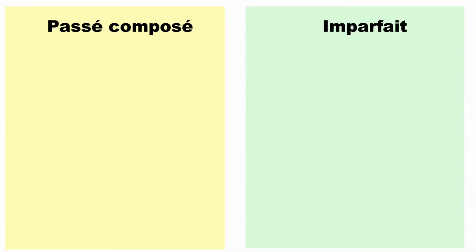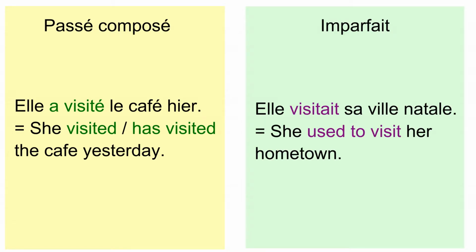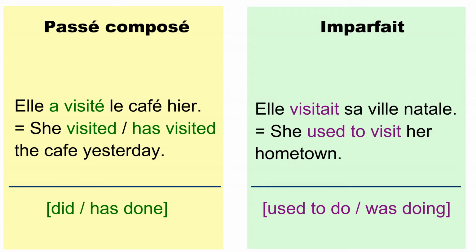These are the 2 sentences just to show you very briefly the main difference between the passé composé and the imparfait. Elle a visité le café hier. She visited or she has visited the cafe yesterday. A sudden or one-time action in the past. This is passé composé. But elle visitait sa ville natale. She used to visit her native city. Used to do something. This is imparfait. So again, imparfait is equivalent to used to do something or was doing something.